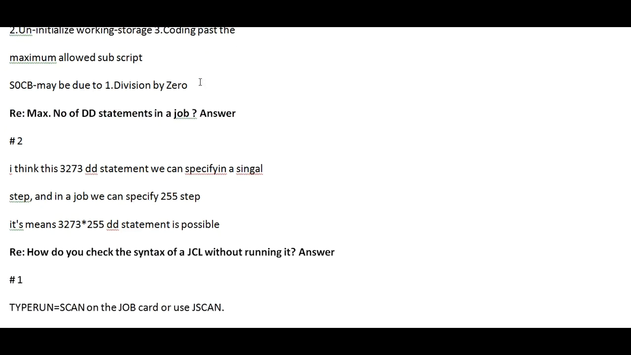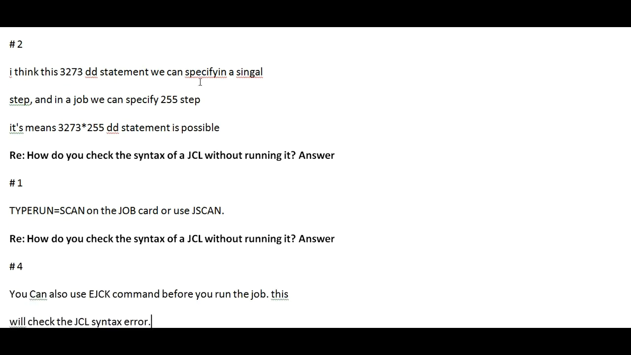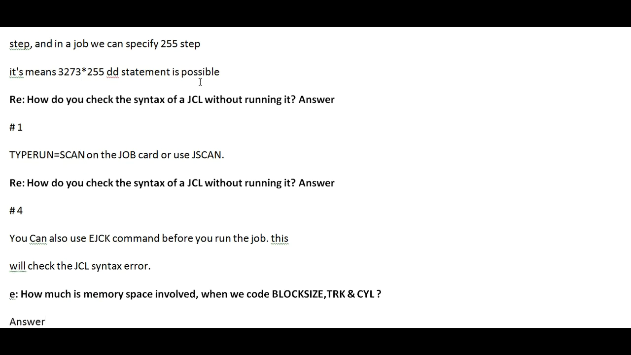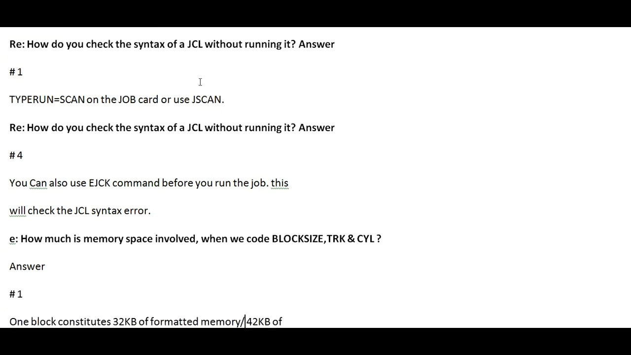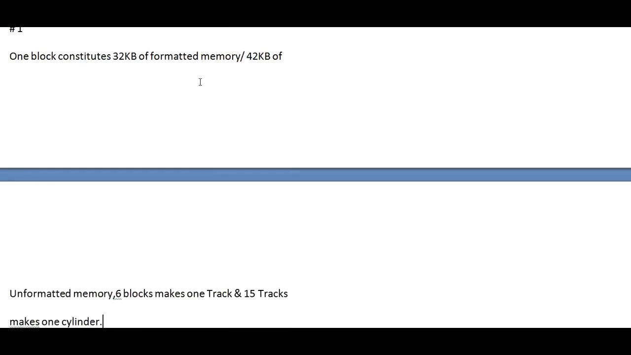Next one: how do you check the syntax of a JCL without running it? The best answer is to type TYPRUN=SCAN on the job card or use JSCAN. Another method is you can also use the EJCK command before you run the job. This will check the JCL syntax errors. Another question is: how much memory space is involved when we code block size, track and cylinders? The best answer is one block constitutes 32 KB of formatted memory or 42 KB of unformatted memory. 6 blocks make one track and 15 tracks make one cylinder. This would give you the best answer to an interviewer.